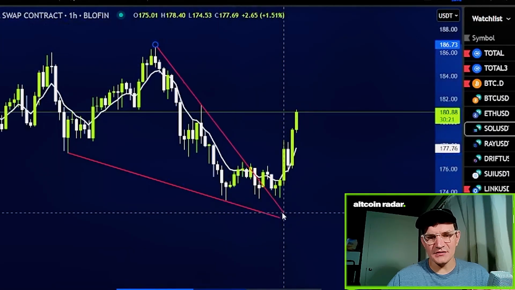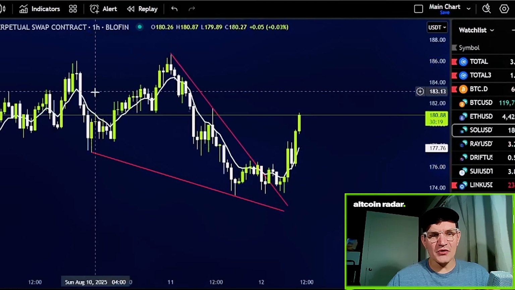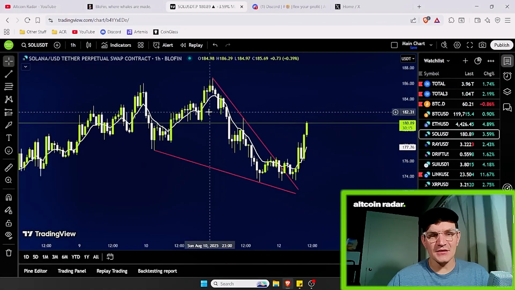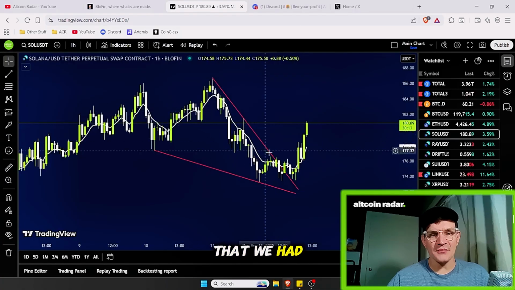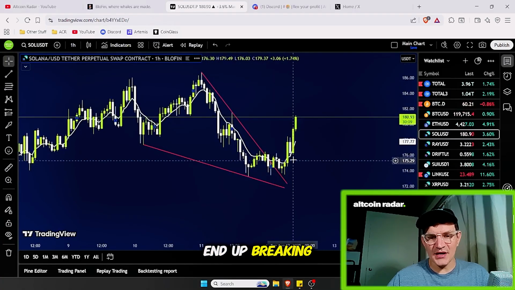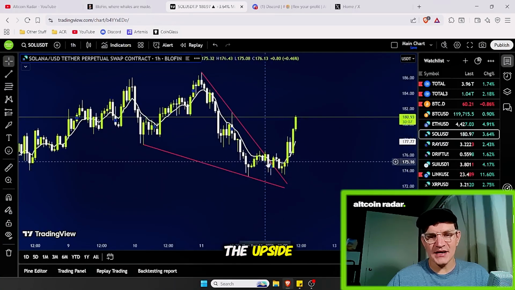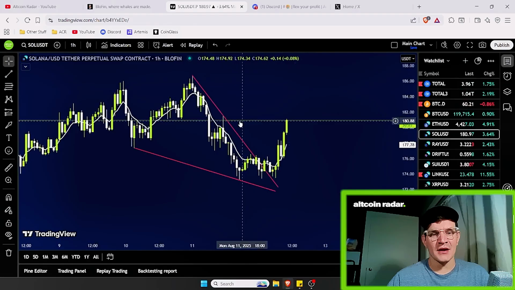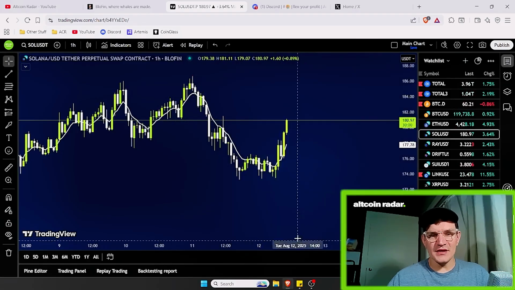As you guys can clearly see, we ended up creating what's technically another kind of falling wedge right in here. And as you can clearly see, price action did end up breaking out of it back up to the upside, and it is starting to trend upward right now as well. So that is one way that you can use trend lines.